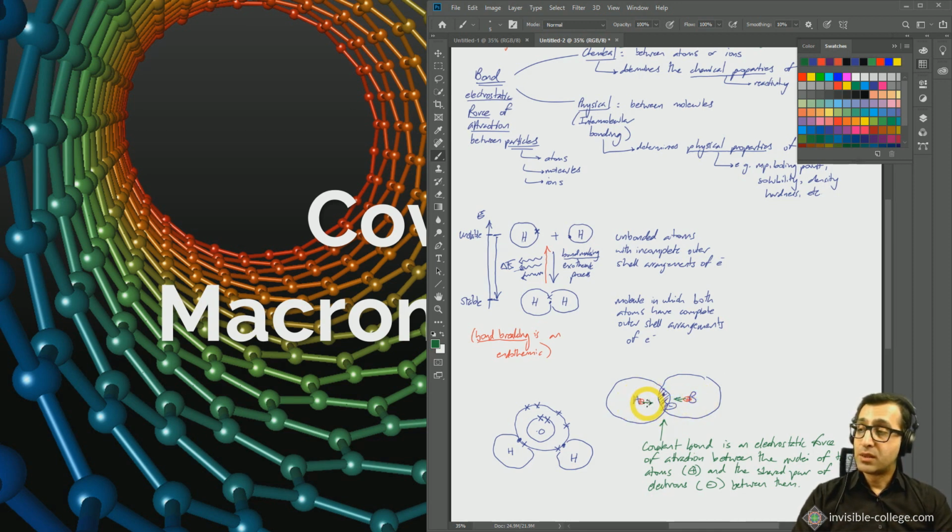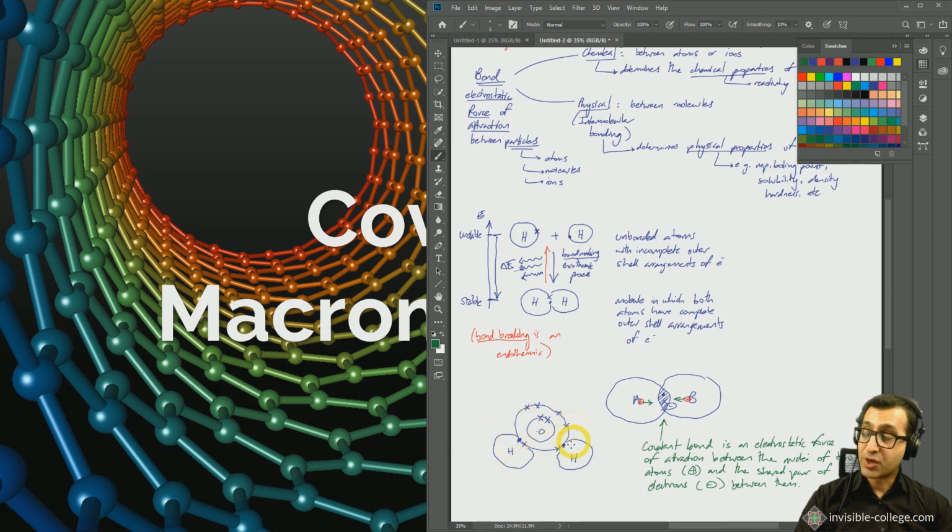And so the further these two nuclei are apart, and the further away they are from this pair of shared electrons between them, the weaker the covalent bond is. The closer they are to each other and the more positive they are, then the stronger that electrostatic force of attraction is, the stronger the covalent bond is. So that's what a covalent bond is.